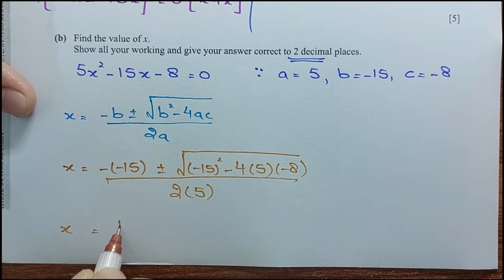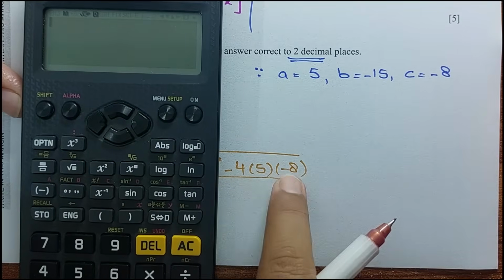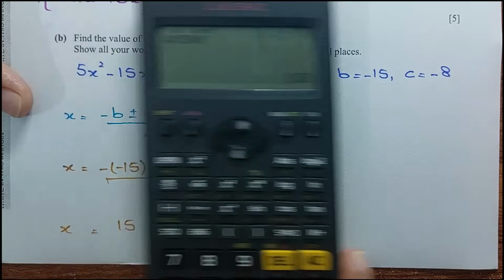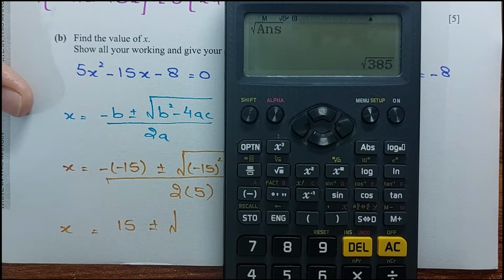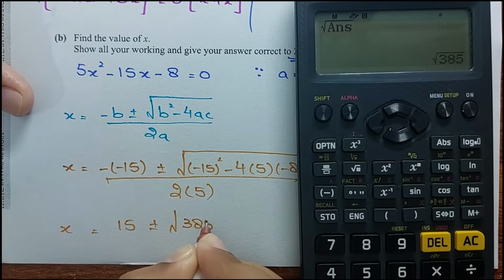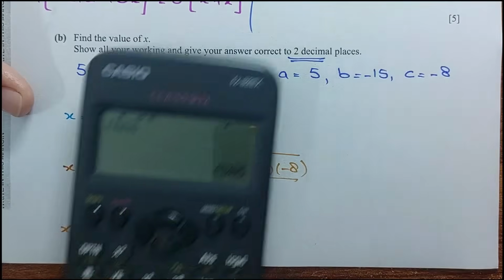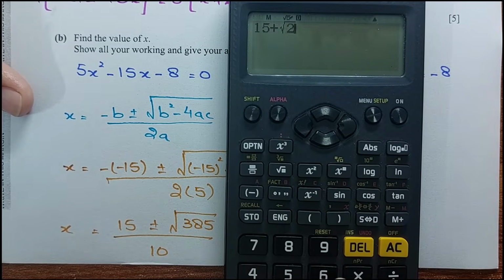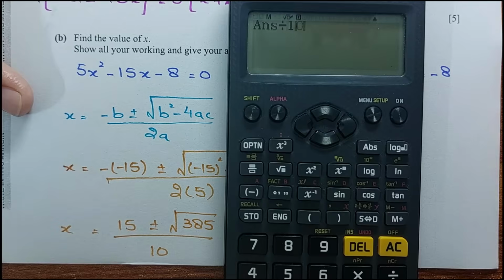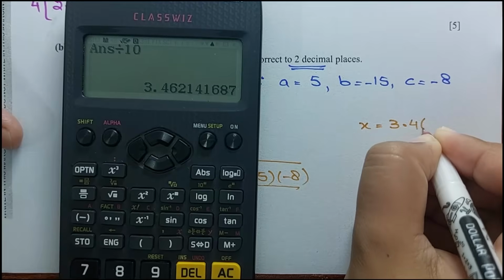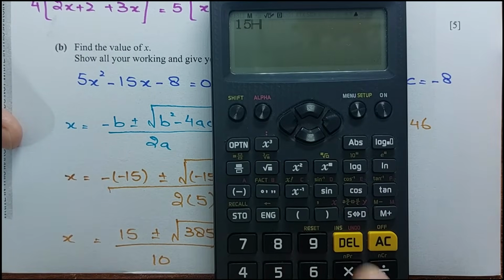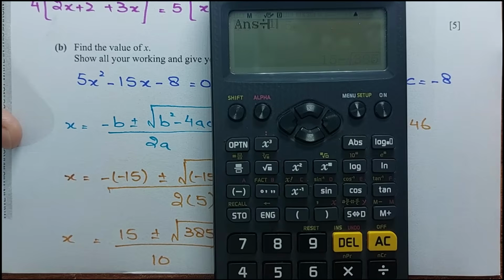Okay, what is x? This is 15 plus or minus the square root of, negative negative positive, 4 times 5 times 8, which is 160, plus 15 squared, is 385. The root of 385. 2 times 5 is 10. Now we need to get two solutions. 15 plus root 385 divided by 10. The first solution is 3.46 up to two decimal places. So the x value is 3.46 and the other x value is 15 minus root 385 divided by 10.